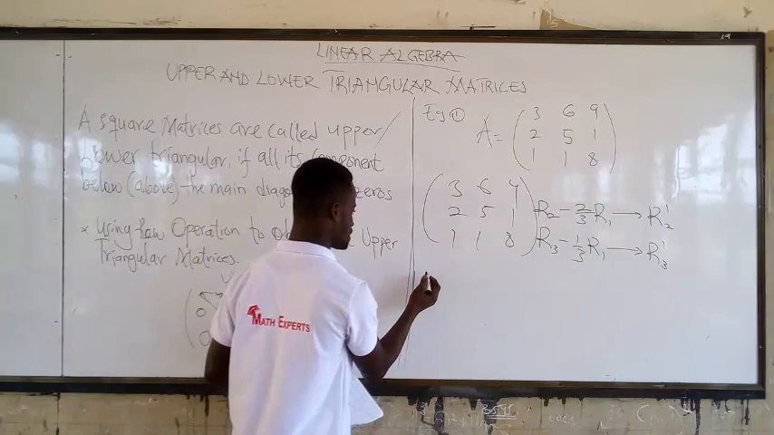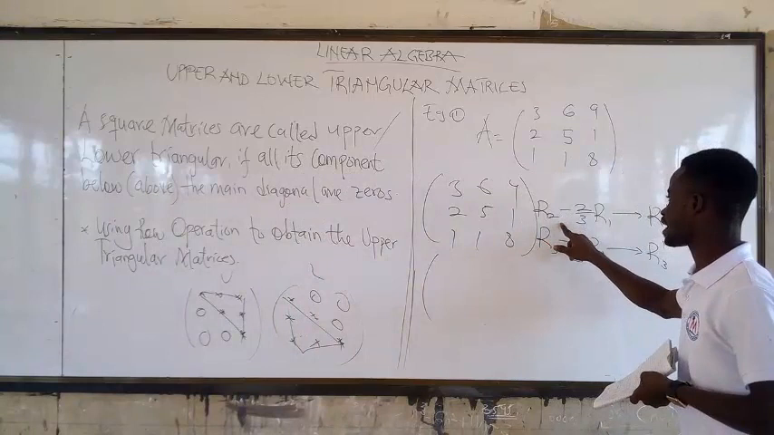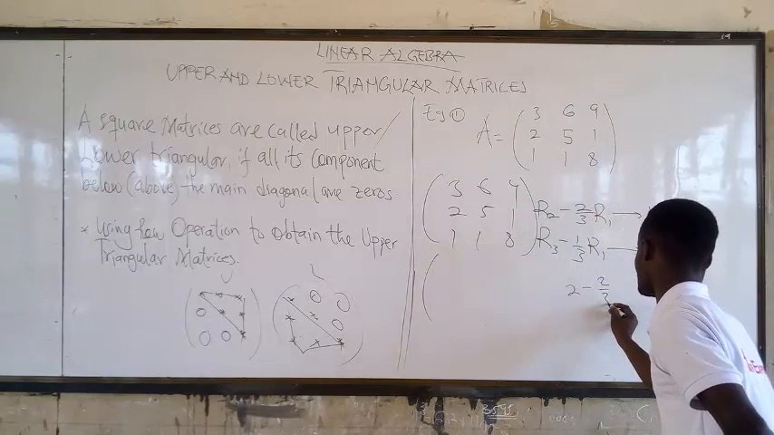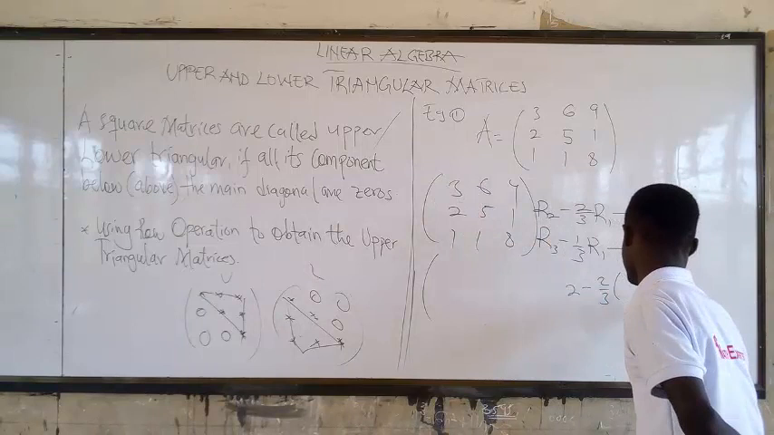So let's report what the result is going to be. Here, you just do the substitution. If you want to know, it can be 2 minus 2 over 3 times row 1. The row 1 here is 3. So you can see the result is 0.